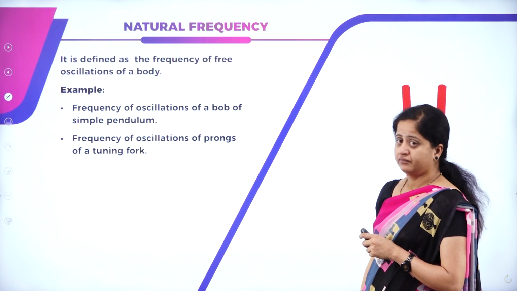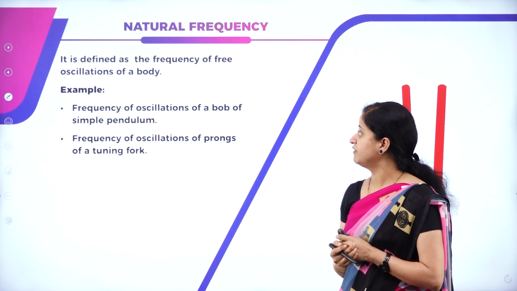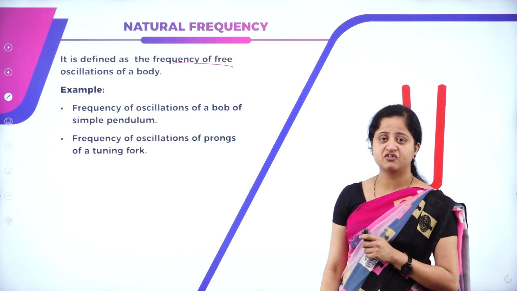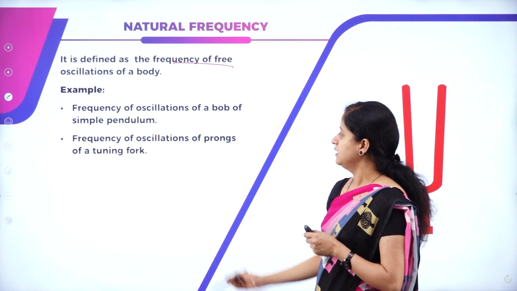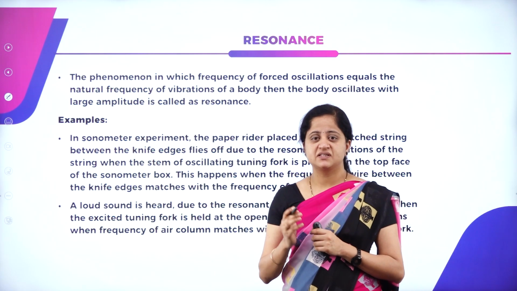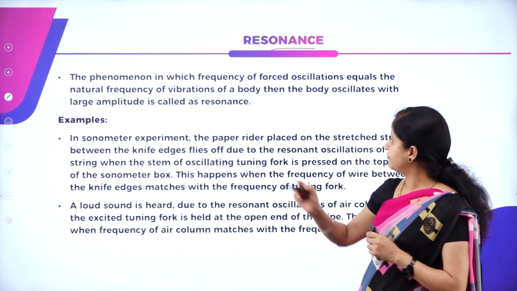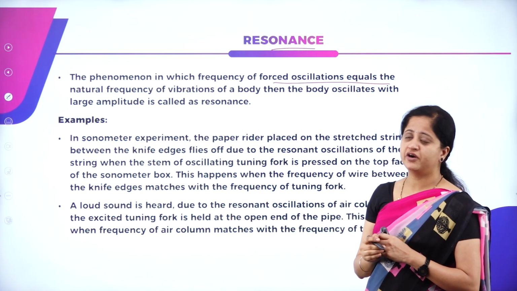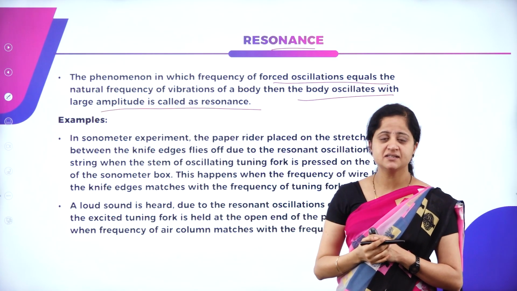And we must know about certain terms like natural frequency. What do you mean by natural frequency? It is defined as the frequency of free oscillations of a body. For example, frequency of oscillations of simple pendulum, you know what is frequency? That is number of oscillations that take place in a second, and frequency of oscillations of prongs of a tuning fork. So this concept of natural frequency is important in understanding resonance. So what is resonance? The phenomenon in which the frequency of forced oscillation equals the natural frequency of vibrations of a body, then the body oscillates with large amplitude, and it is called resonance.